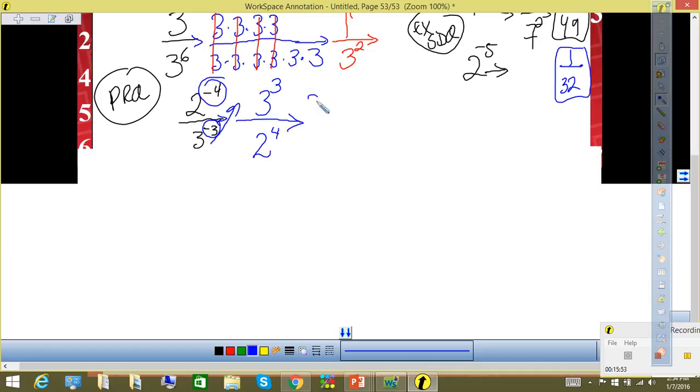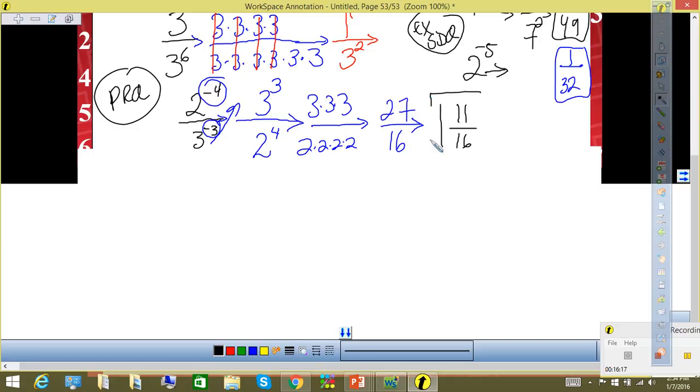Therefore, this is 3 times 3 times 3, which is 27. This one is 2 times 2 times 2 times 2, which is 16. And let's simplify. How many times does 16 fit in here? 1, and we're left with 11 sixteenths. Okay? Let's try another one. See how you do with this one by yourself.